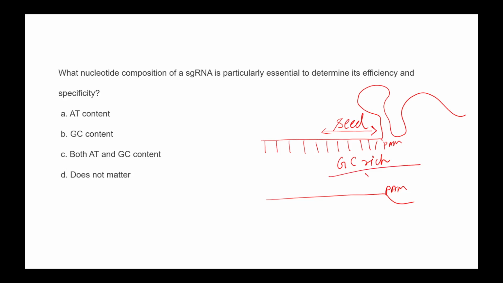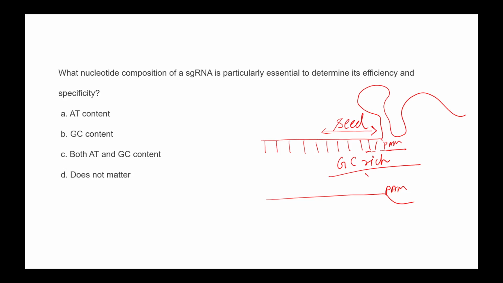but there are certain specific positions. For example, before the PAM sequence, if the 18th and the 19th nucleotide are G, then the binding will be more efficient. So GC content is one of the determining factors, but it is not directly correlated to the efficiency. It matters because GC has a triple hydrogen bond. So if your guide RNA attaches through a triple bond compared to a double bond, it will be a more specific and strong bind.